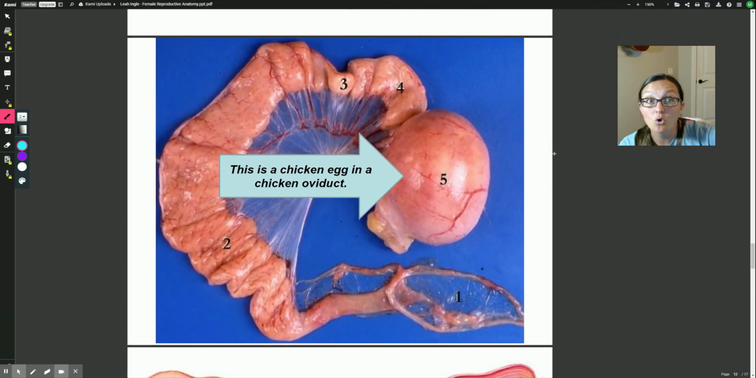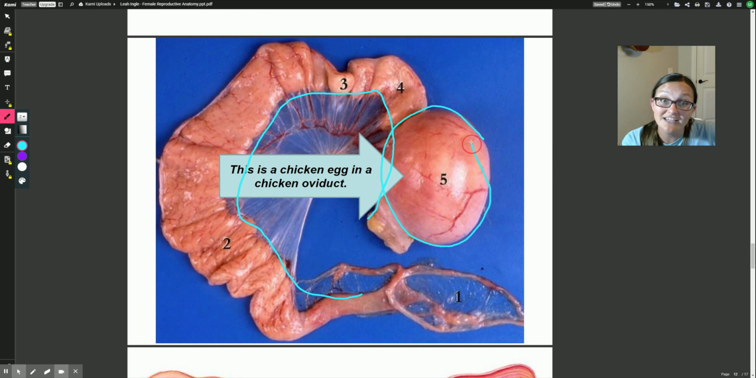Okay, how cool is this? So, what you're looking at in the picture is a fallopian tube. So this whole thing is a fallopian tube. Isn't that crazy? Anyway, you can see the giant chicken egg in the fallopian tube. That is so crazy. I don't know why I think it's so crazy. I mean, it makes perfect sense, but it's pretty big.